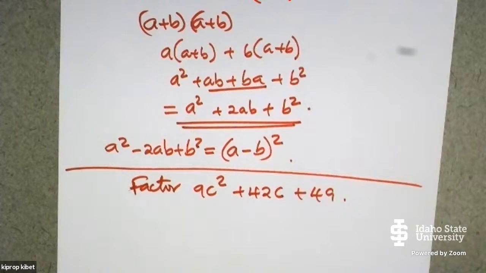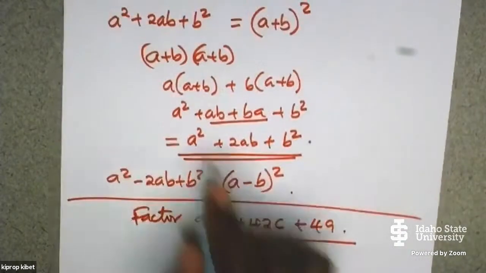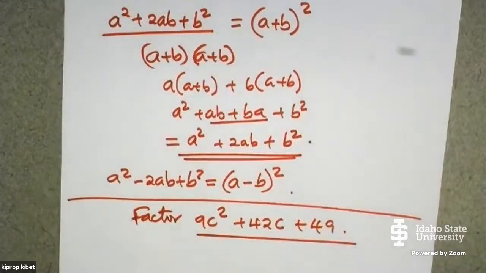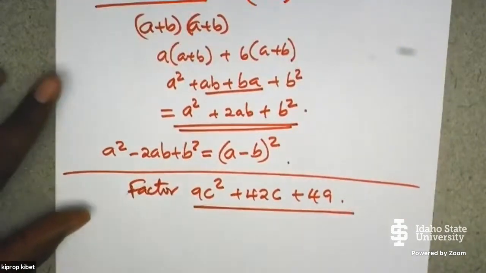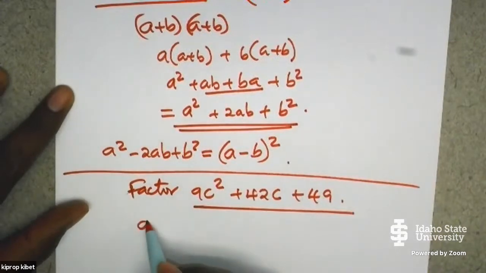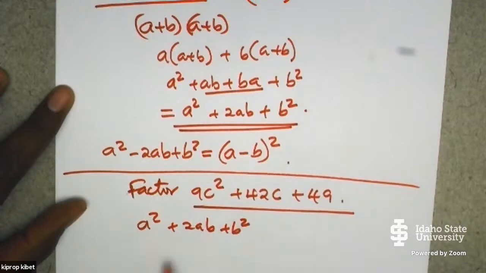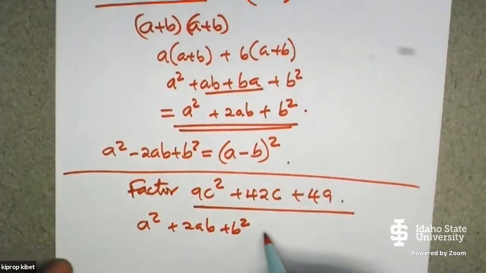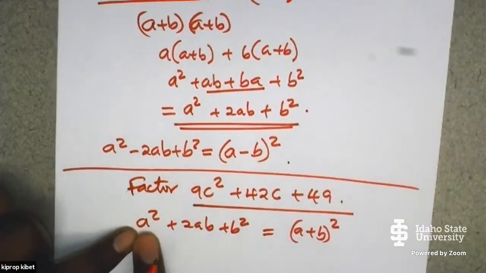Okay, so how can we solve this? In this case, this is similar to this one, right? So we can bring this one down: a squared plus 2ab plus b squared is equal to (a plus b) squared.